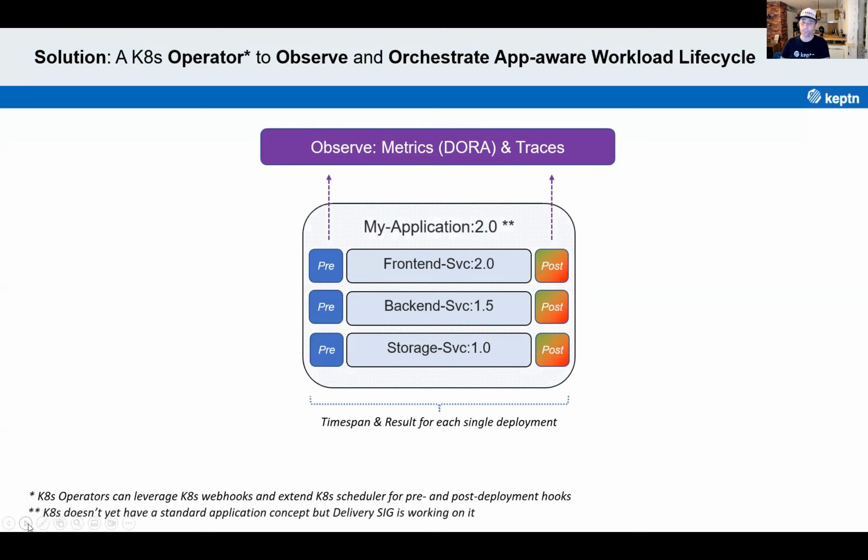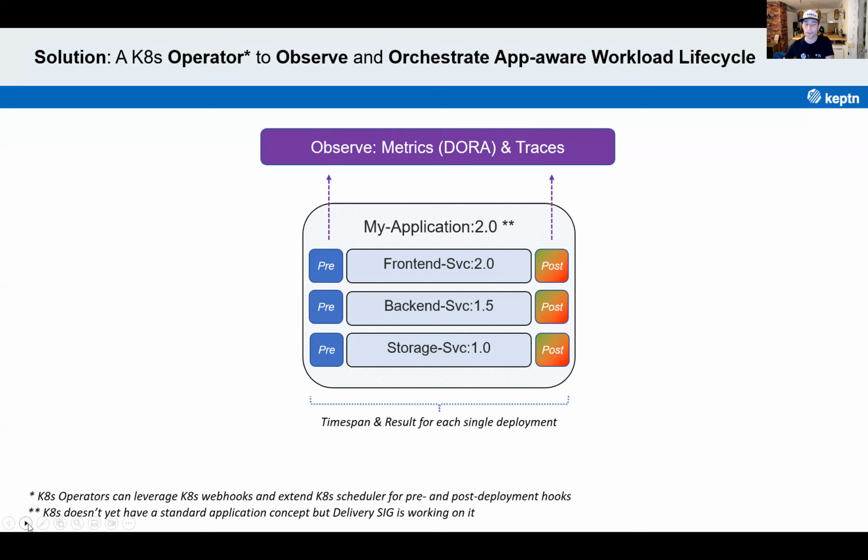We also introduce an application concept where you can now declaratively specify that these three services, front-end, back-end, and storage service, like in this case, belong to an application. And you can also give an application a version and can also specify which versions of the individual services belong to which application version. So we're bringing application awareness to it.